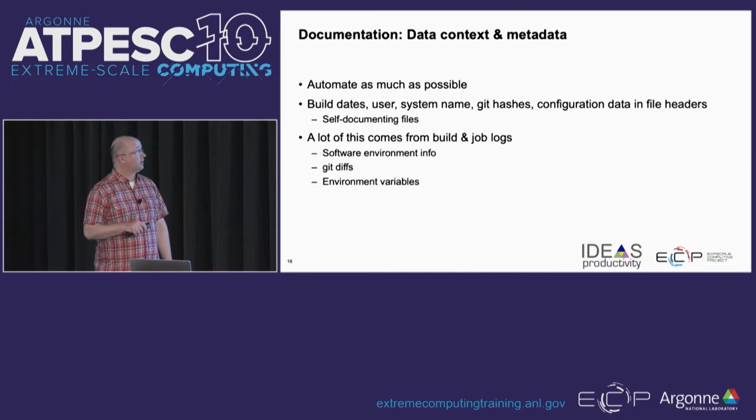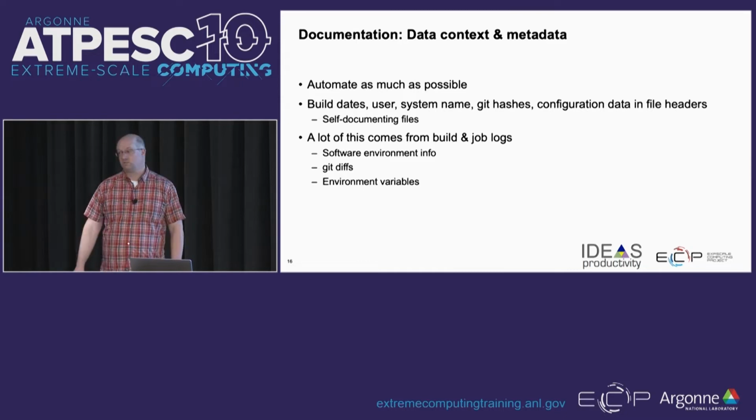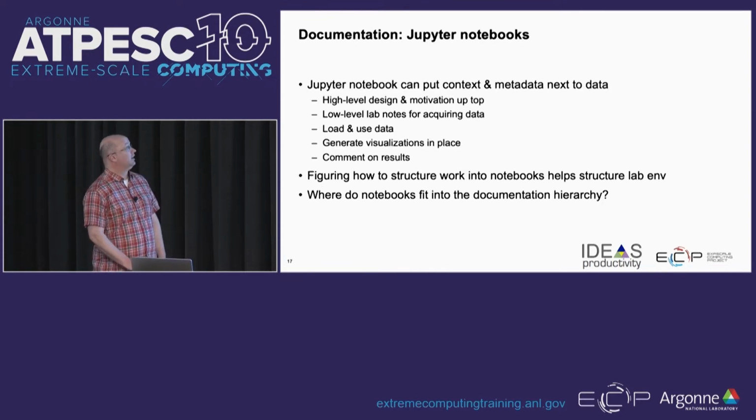We can try to put in as much automation as possible, so we can have build scripts and job scripts that are going to document as much of my lab notes as possible. We can also do what I think a lot of people do, which is document a lot of the metadata, such as build names, usernames, git hashes, and the headers of the files themselves, so that the files are self-documenting. And then finally, one thing that I've been using a lot for these is Jupyter Notebooks.